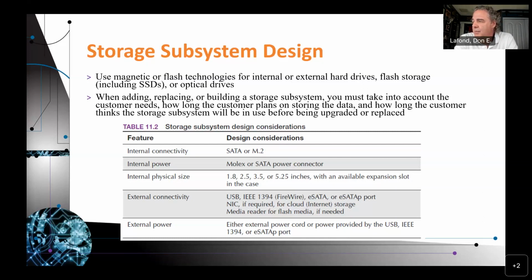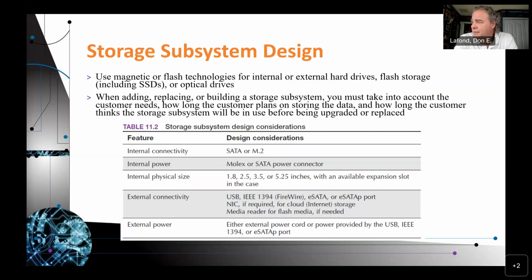Internal physical size, 1.8, 2.5, 3.5, or generally hard drives are 5.25. I haven't seen an SSD at 5.25 ever. I don't even think they exist. With available expansion slots in the case to be able to put that hard drive. External connectivity, how is it connected? If it's outside your case, as I mentioned earlier when we were talking about the RAID cabinet, is it connected by USB?